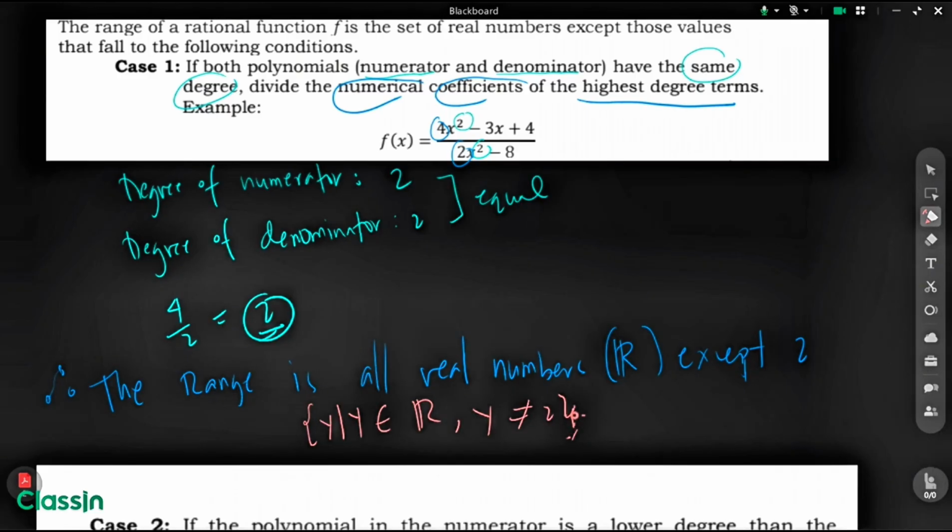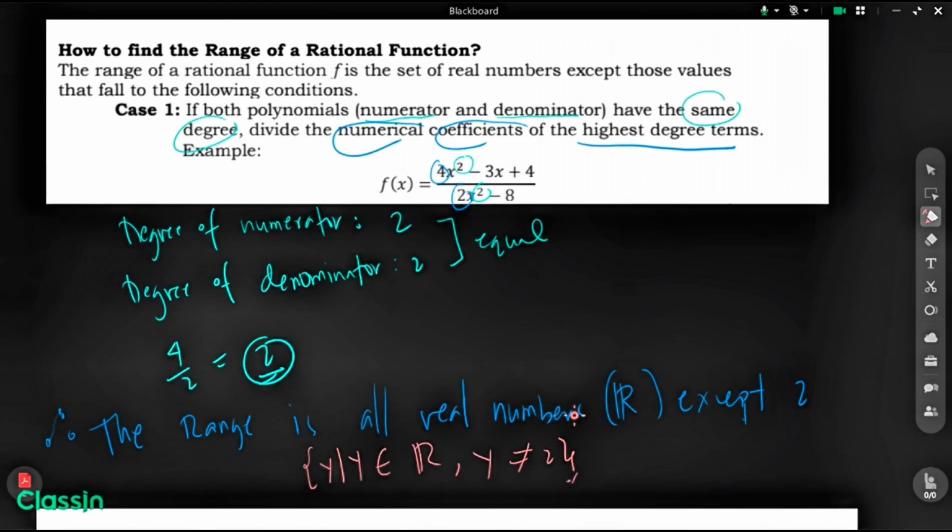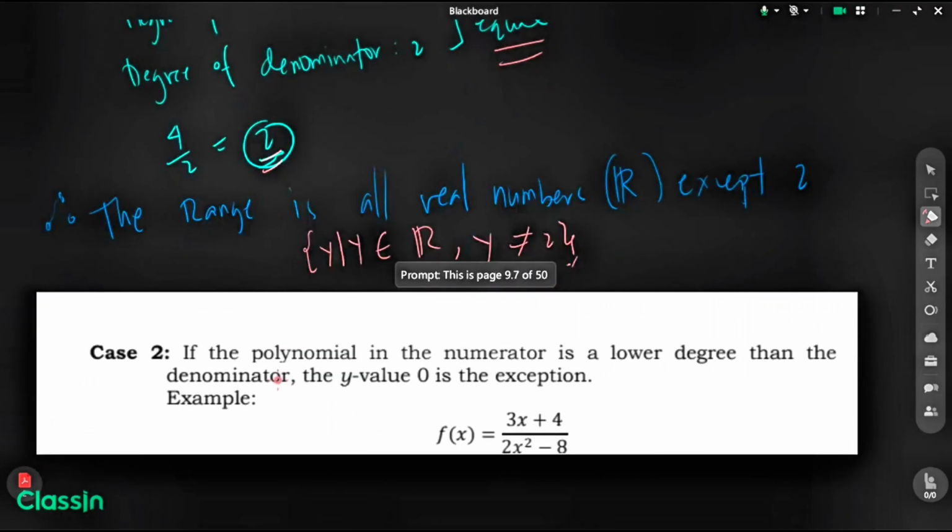Again, in case number 1, in finding the range of rational function, if the degree of numerator and denominator is the same or equal, you are going to get the numerical coefficients, which in here we have 4 and 2, and we are going to divide them, and that will be the exemption. All right, now let's move on.